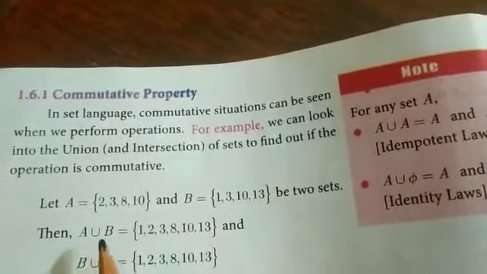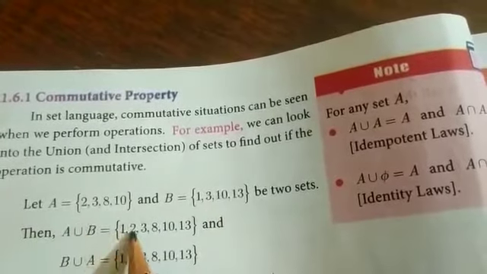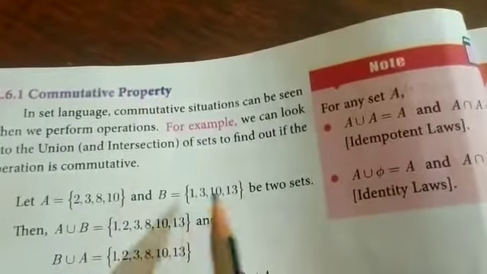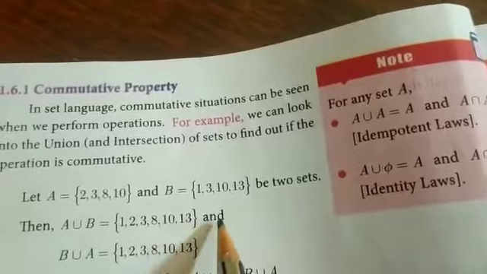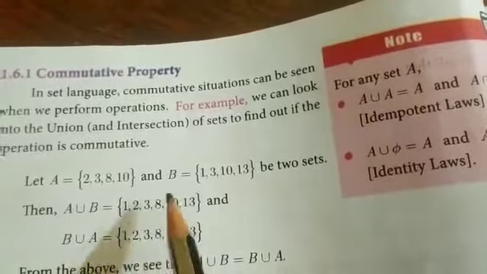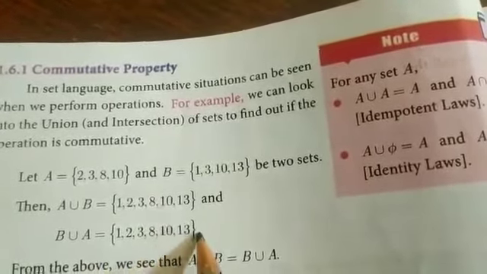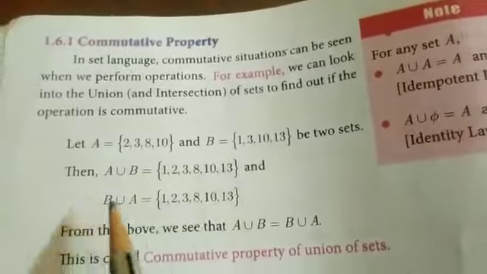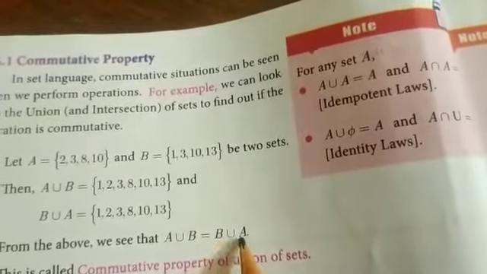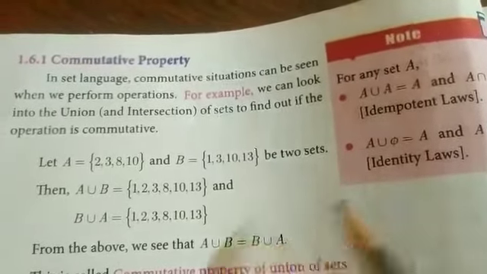With two sets, A union B, in ascending order: 1, 2, 3, 8, 10, 13. And B union A, in ascending order, gives the same numbers: 1, 2, 3, 8, 10 and 13. From the above we see that A union B equal to B union A. This is the commutative property of union of sets.